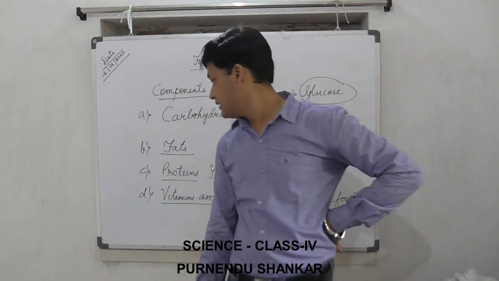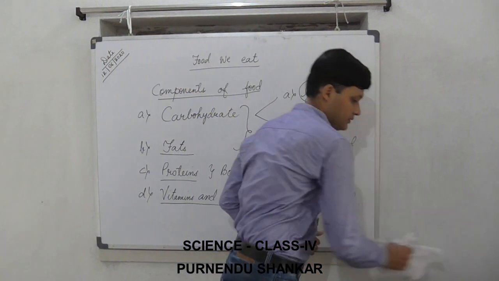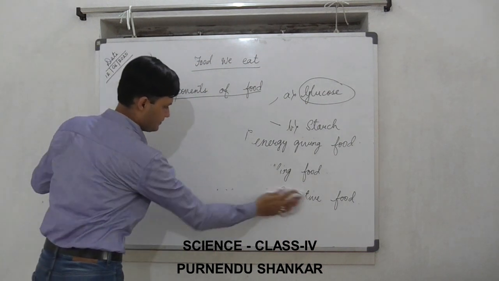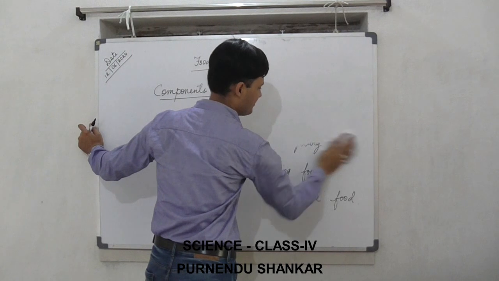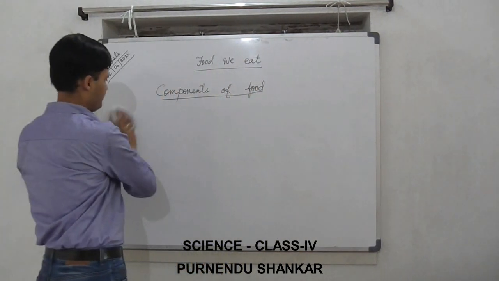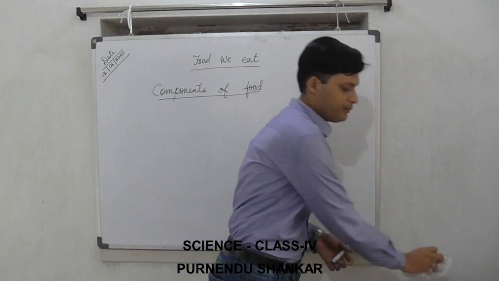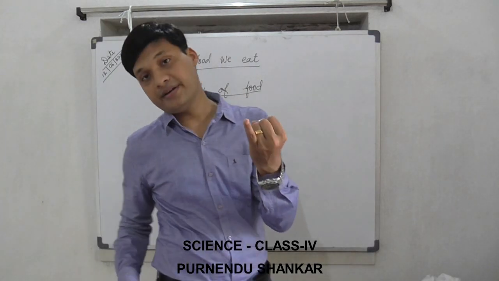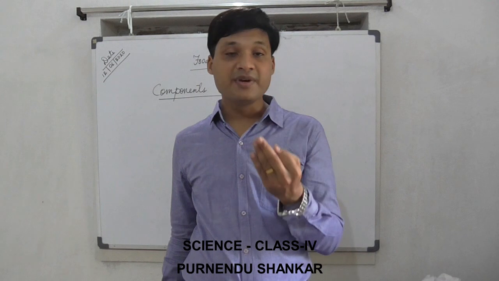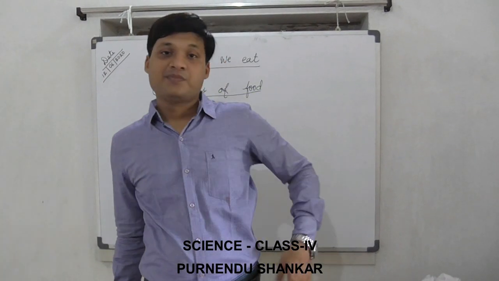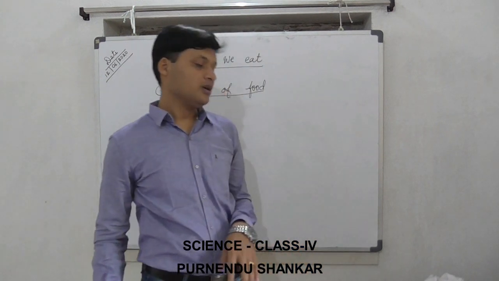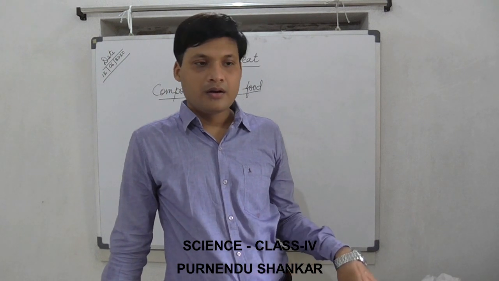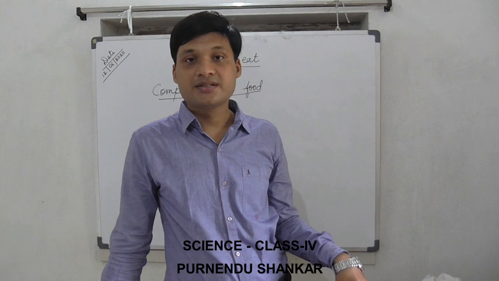So this is next. Next component of our food is, we have seen 4 points. What are they? Carbohydrates, fats, vitamins and minerals, protein. Now we are going to discuss another component which we know as roughage. Roughage.